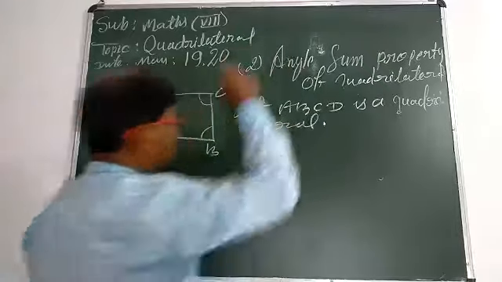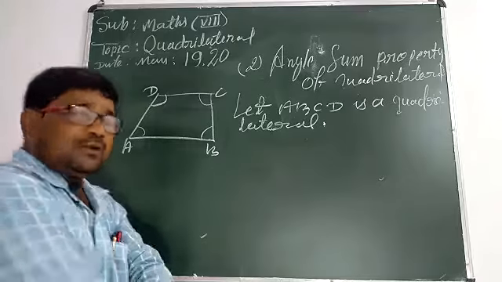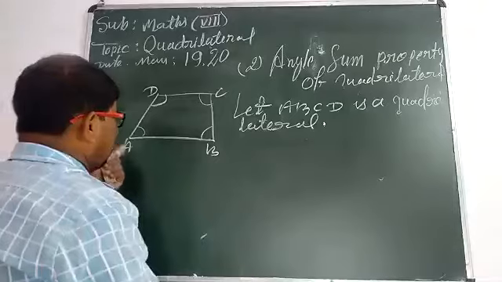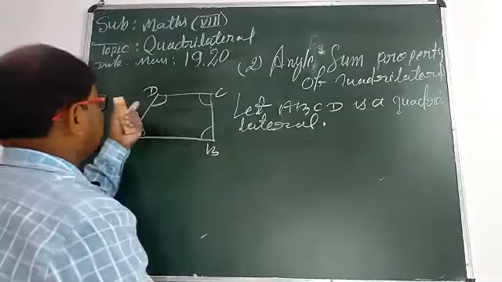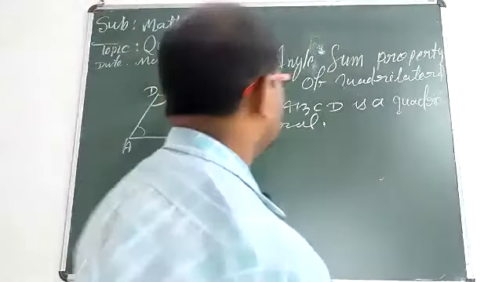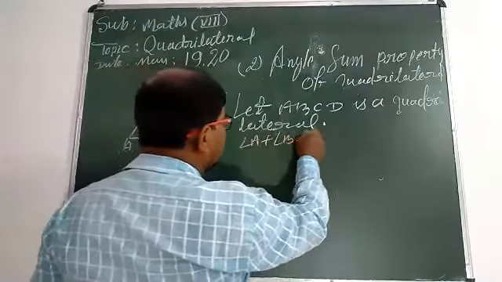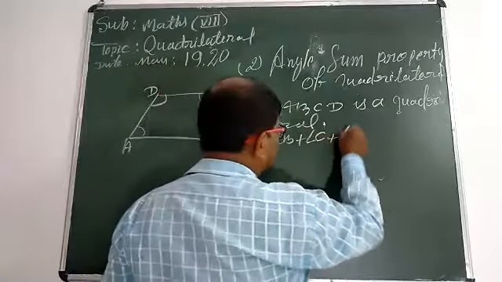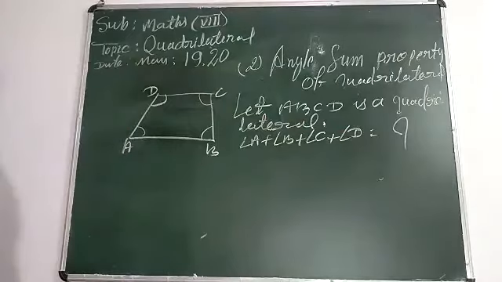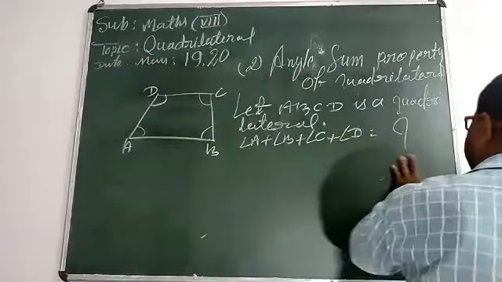ABCD is a quadrilateral. Okay, student, we need to find what? Angle A plus angle B plus angle C plus angle D equal to what? We want to find angle A plus angle B plus angle C plus angle D equal to what?